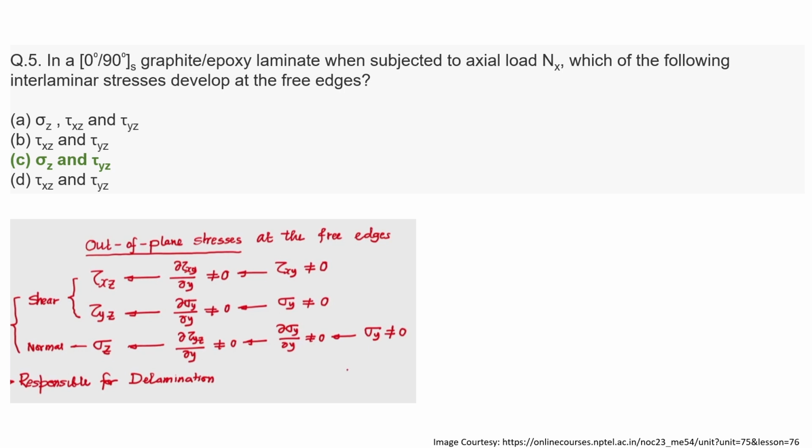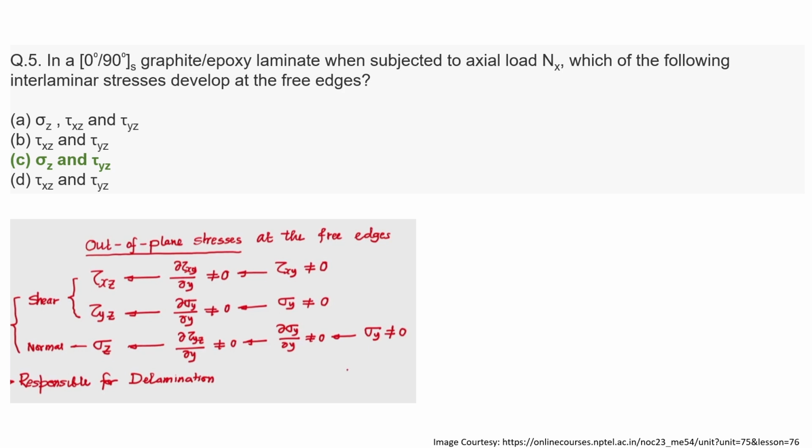sigma y, because as it is 0/90 symmetric, whenever you are putting the value of any load to it, you will need to get the ABBD matrix, and from the ABBD matrix and the load, you will get the value of the strain, that is epsilon. From the epsilon values, when you use the reduced stiffness matrix, you will get the value of stresses. Now for a 0/90 symmetric laminate, the value of shear strain will be equal to 0. As this shear strain is equal to 0, finally the shear stress will also be equal to 0. That is, tau xy will be equal to 0.